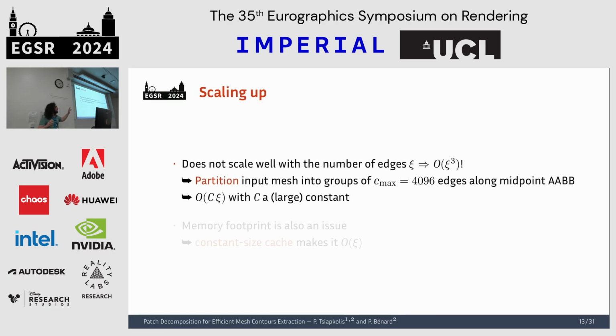Each one of these groups can be computed in parallel and takes around the same time, which means this problem becomes linear in the number of edges. We also have an issue with memory, because you have to store all the fusions. This part is a bit technical, so it's just in the paper, but we found a way to make it linear once again using a small cache that holds the best fusions for each patch.